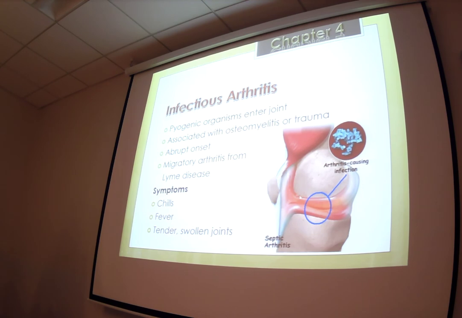So erosion of the bone will typically take place about 8 to 10 days from onset of infection. Symptoms: you're going to have chills, fever, tender or swollen joints. How many days till then? 8 to 10 from onset, because we're going to see that bone erosion. Typically, if you have any of these symptoms and they suspect this, they'll probably run blood tests, urine tests. They may do aspiration of the joint fluid to run tests on that as well.